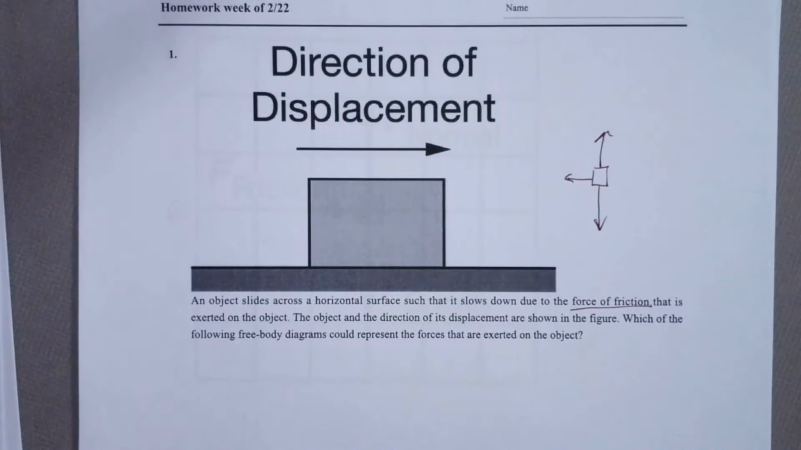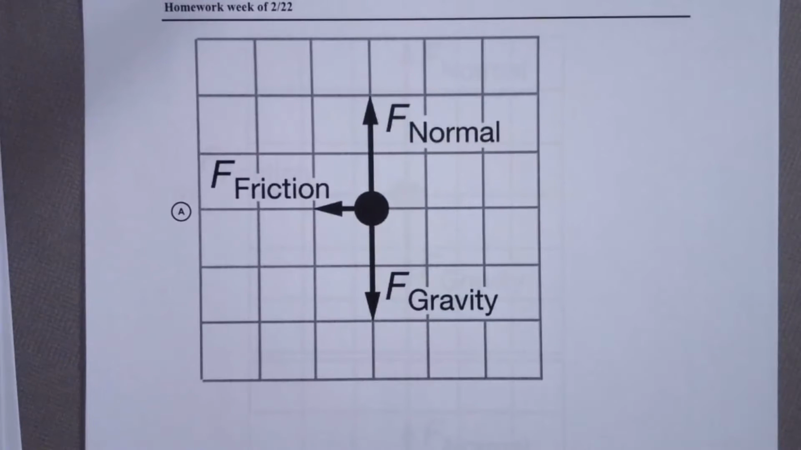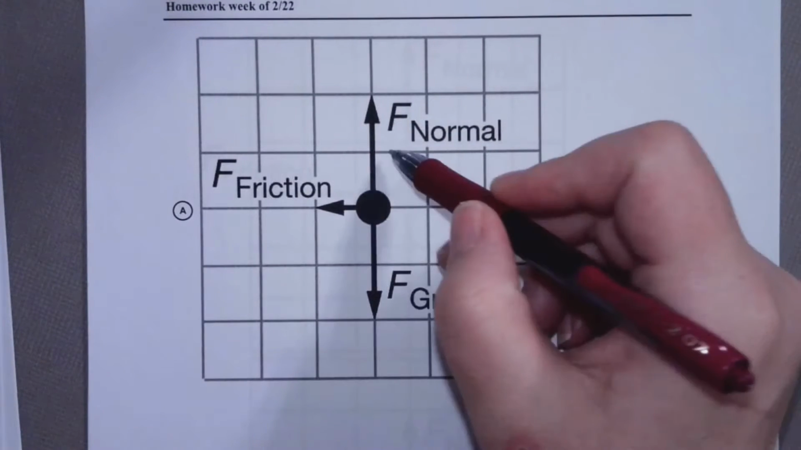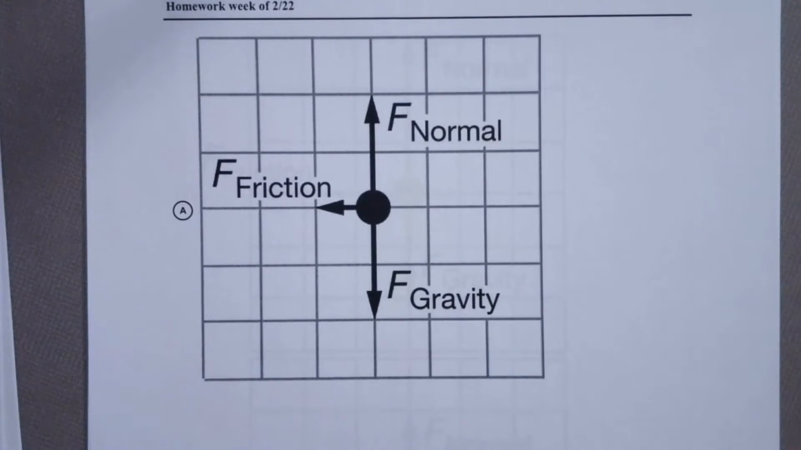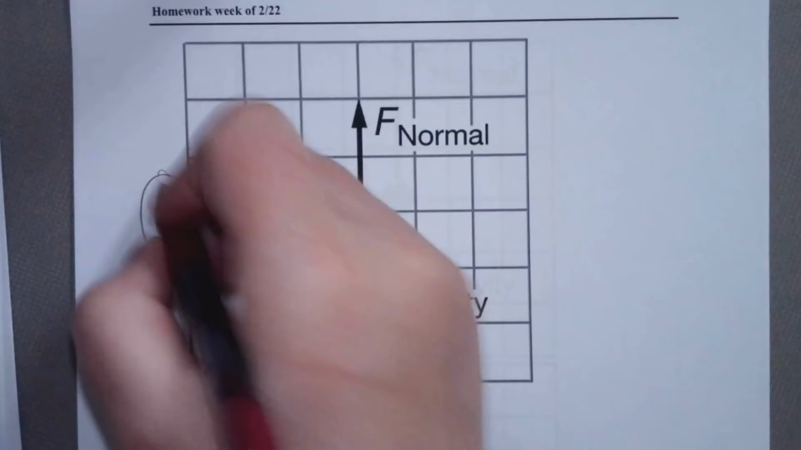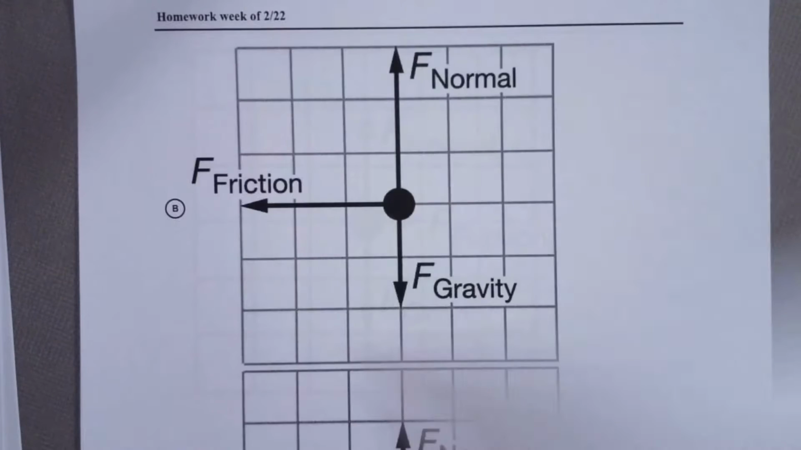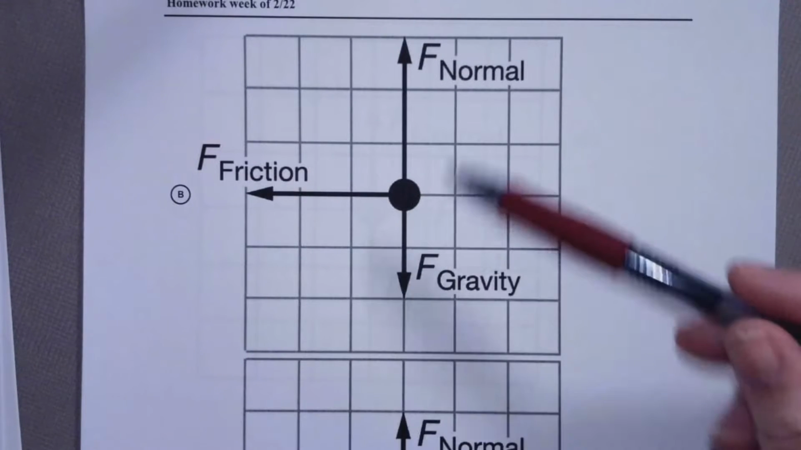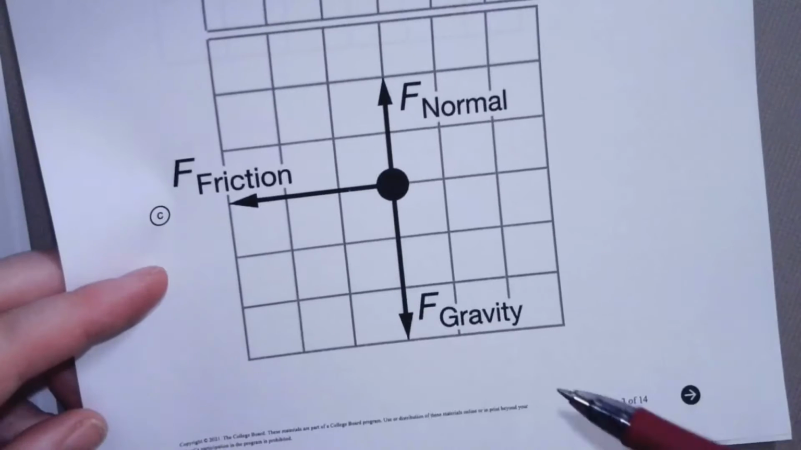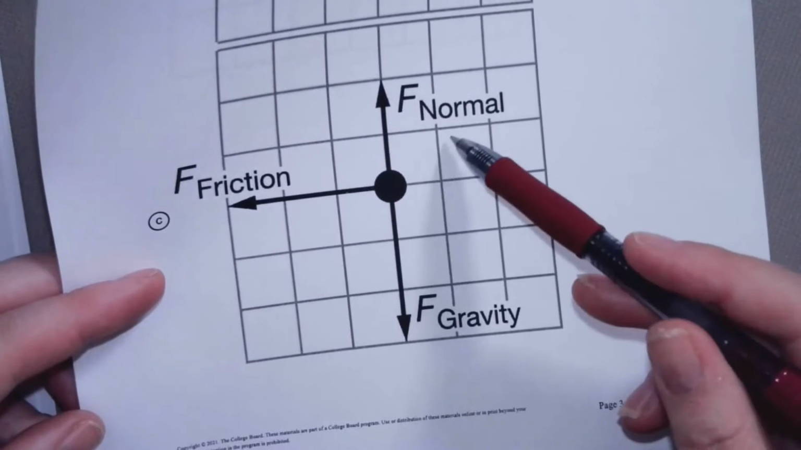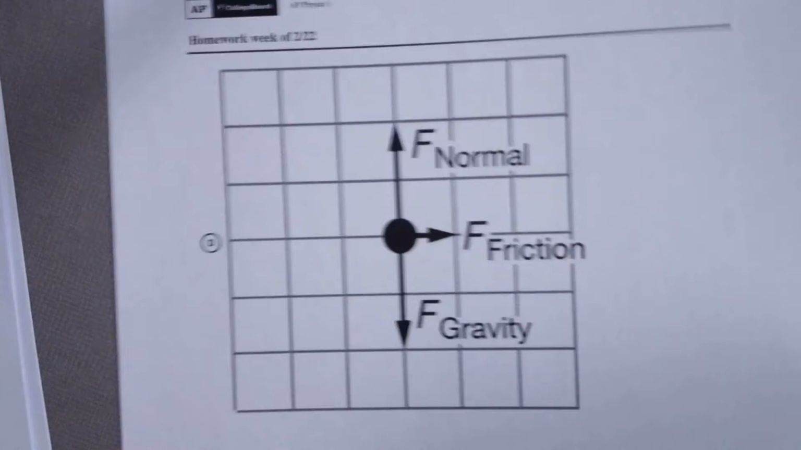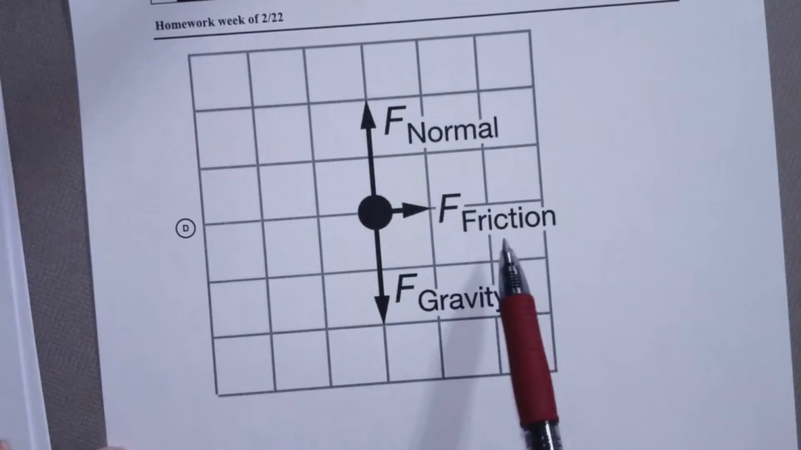So if I go through A, these are balanced, F normal and F gravity, force of friction is pointing to the left, so that's it. But if we look at B, these are not balanced. In C, those are also not balanced, the vertical forces, normal force and gravity. And in D, force of friction is pointing in the wrong direction.